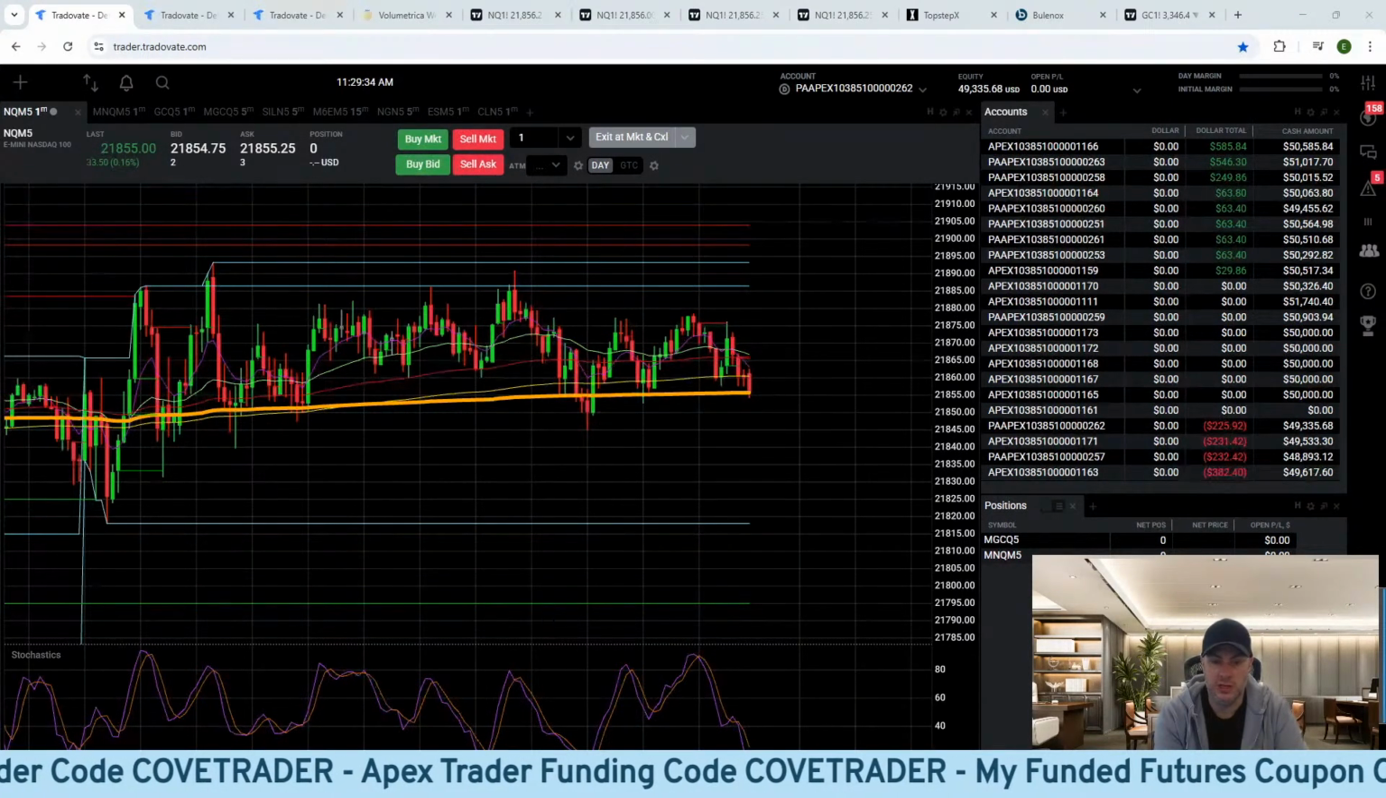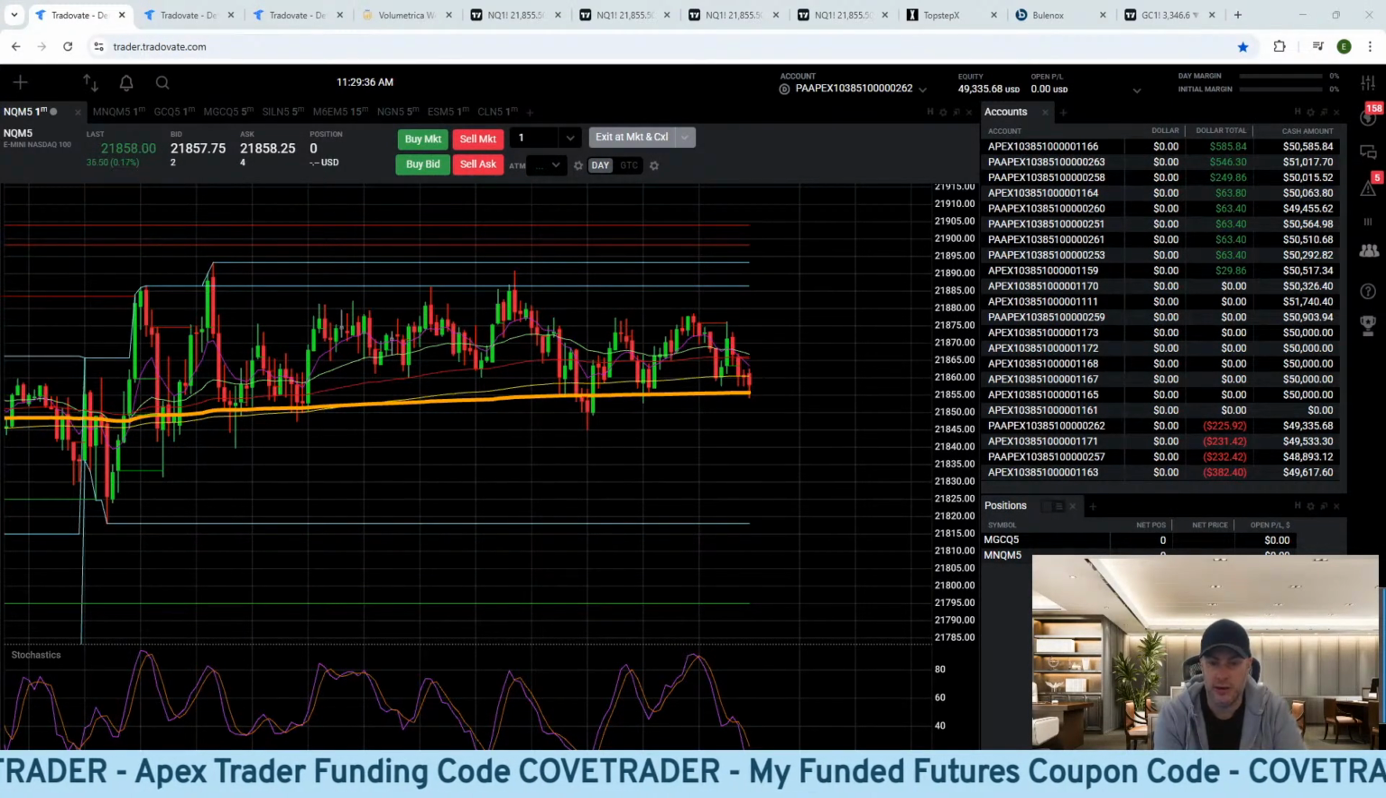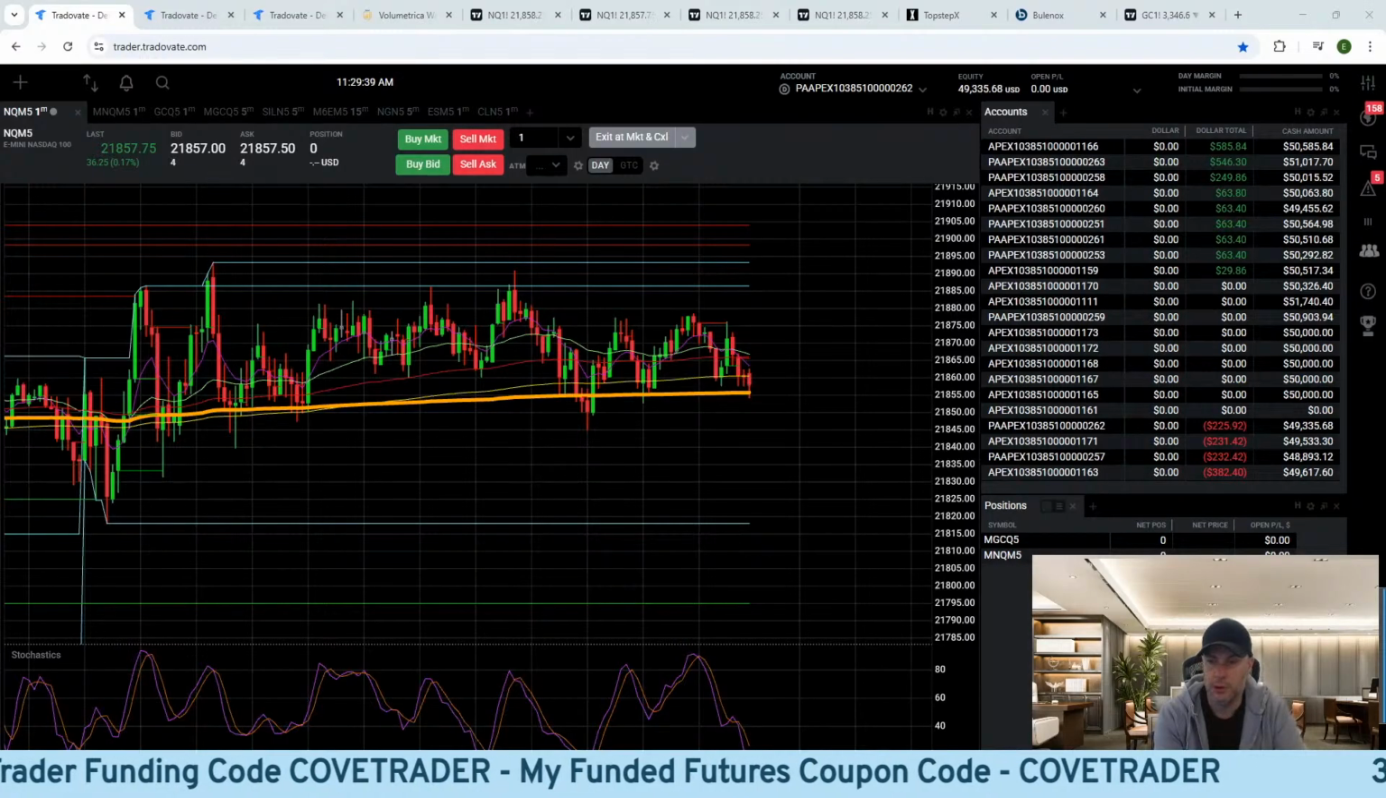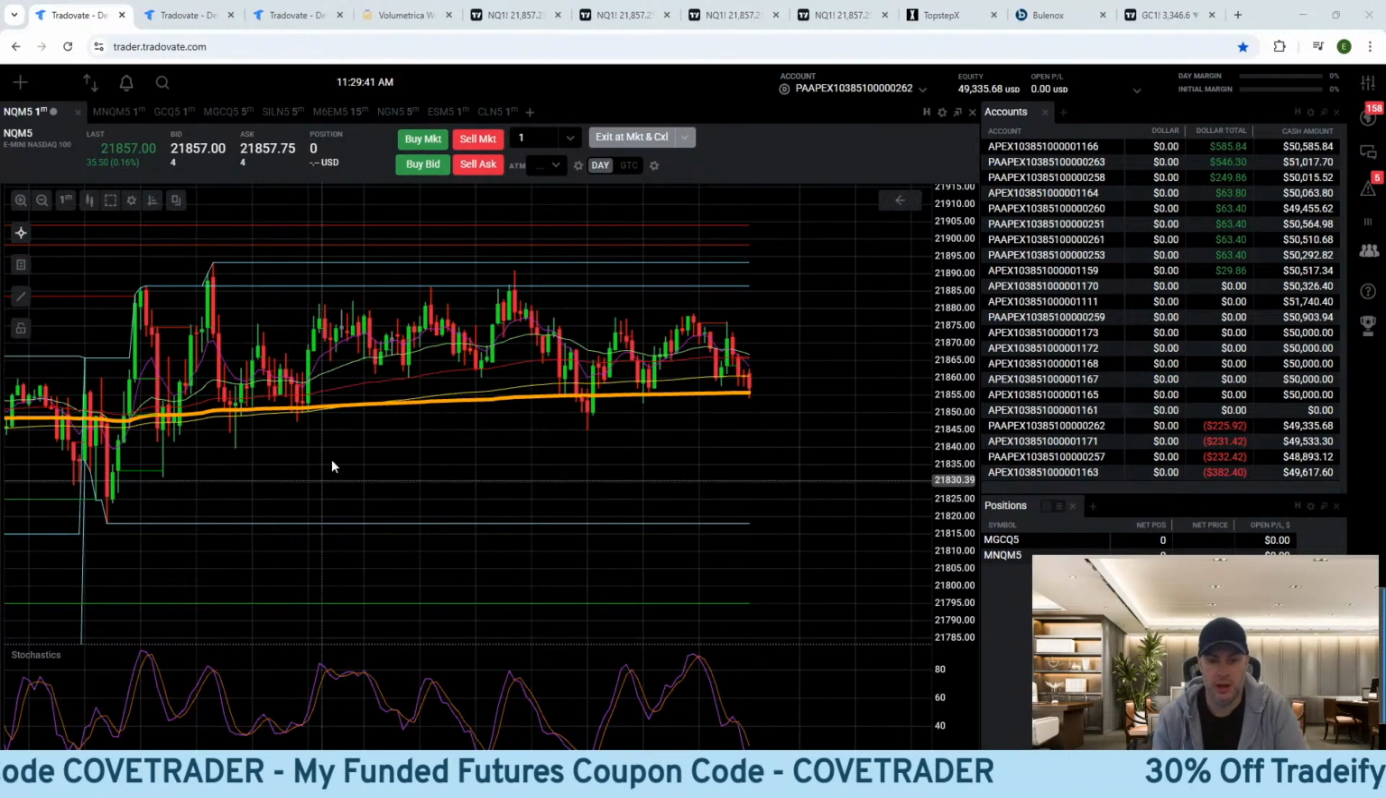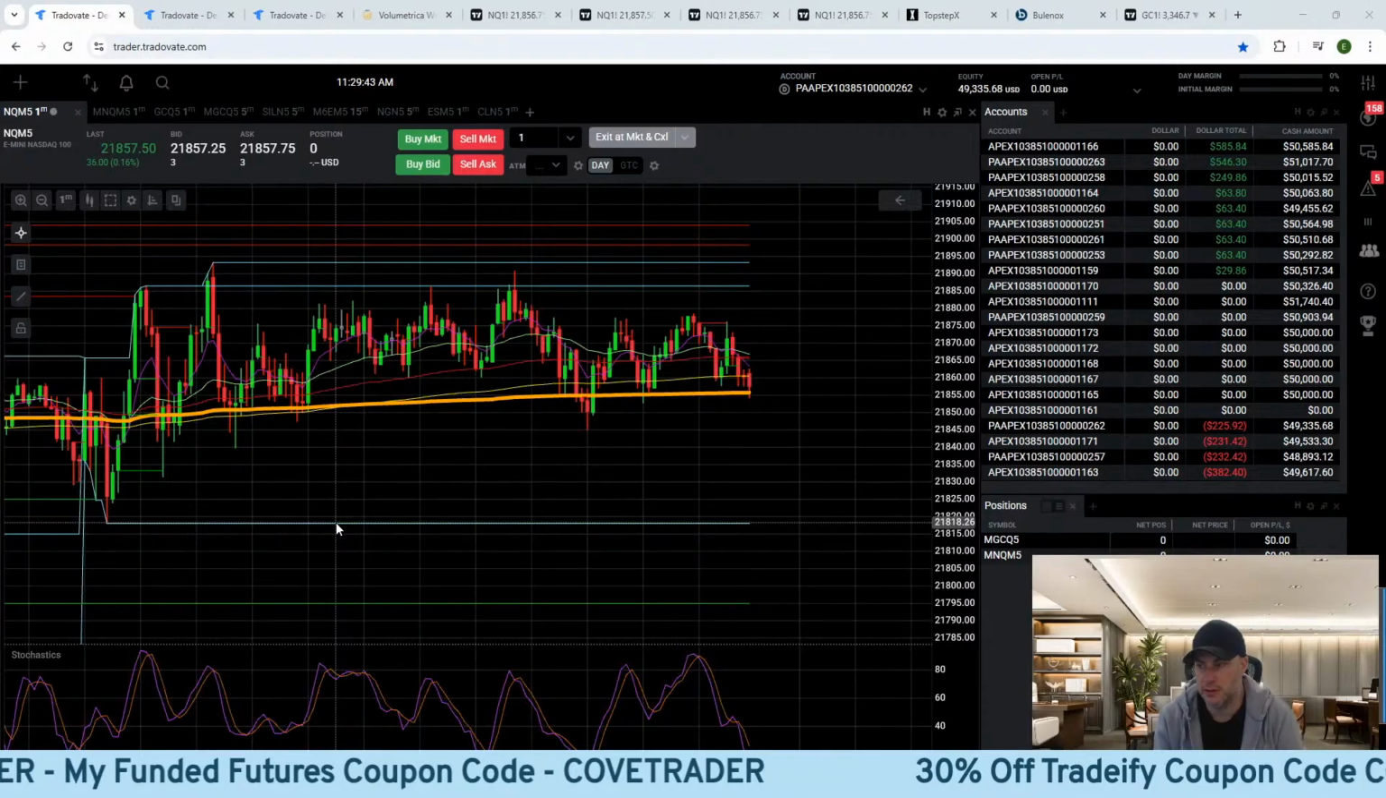Take Profit Trader is not straight to funded. You got to pass an account and then you go pro. But when you go pro, there's no activation fee.